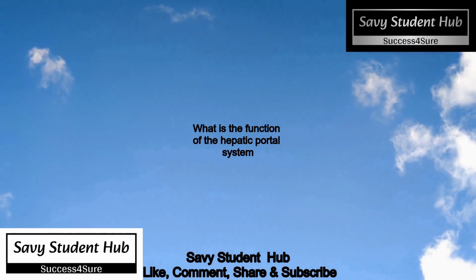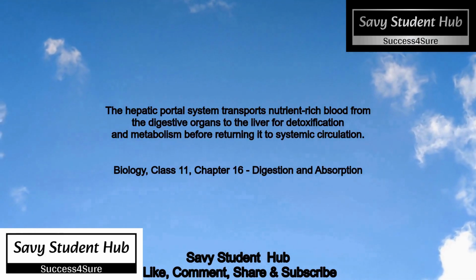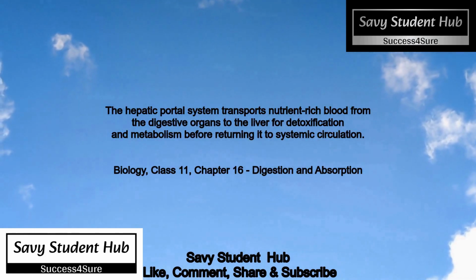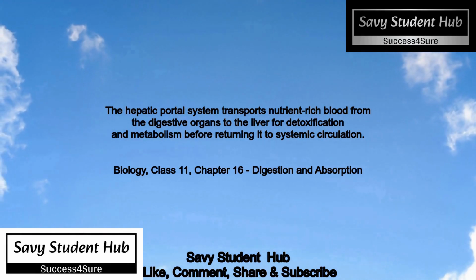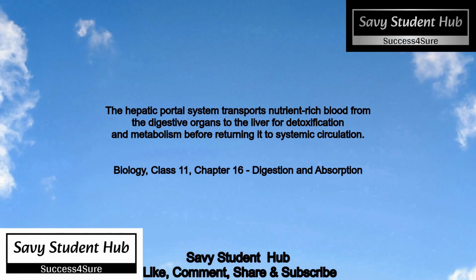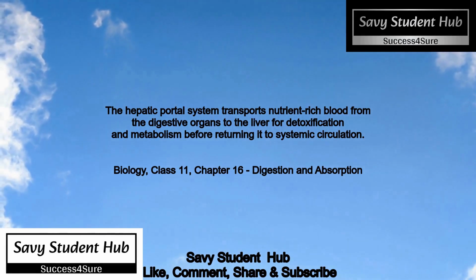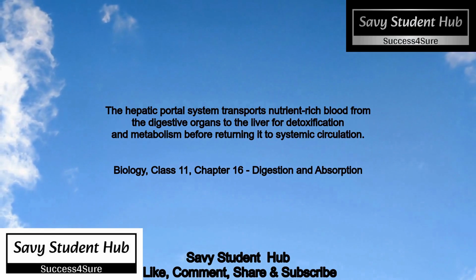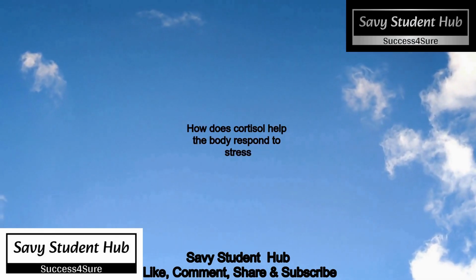The hepatic portal system transports nutrient-rich blood from the digestive organs to the liver for detoxification and metabolism before returning it to systemic circulation. How does cortisol help the body respond to stress?